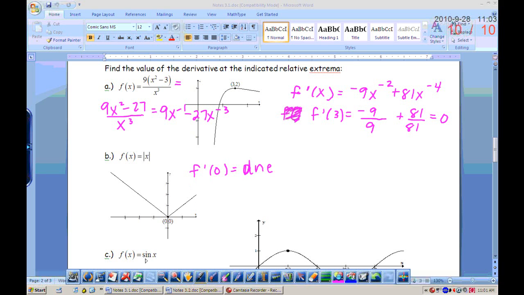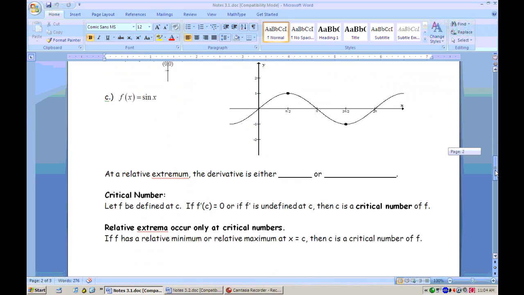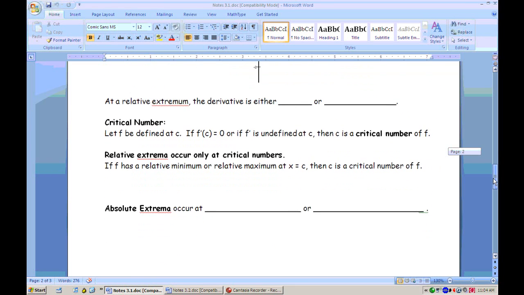On part C, we're talking about f of x equals sine x, and that point is x equals pi over 2. What can you guess this derivative is? 0. So, at a relative extremum, which is the singular of extrema, that sounds very weird, the derivative will always be either what or what? 0 or does not exist.